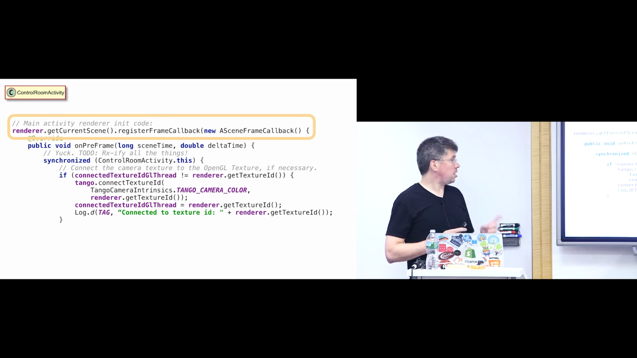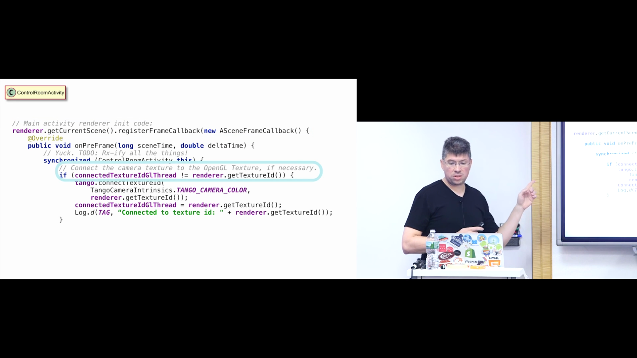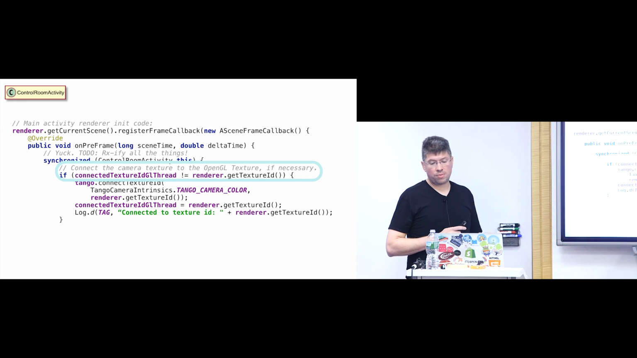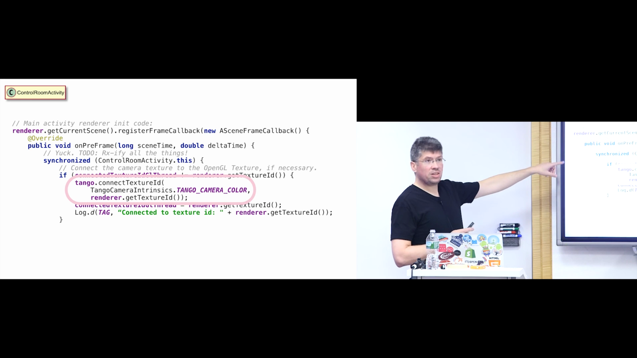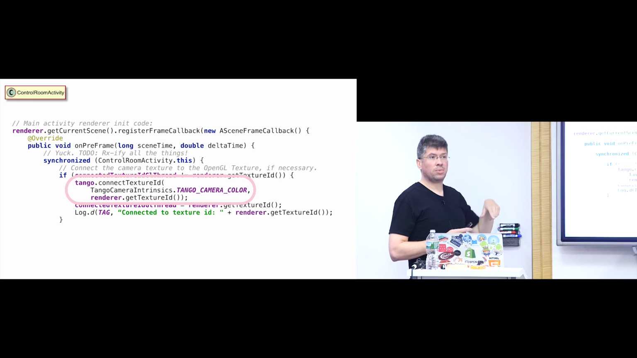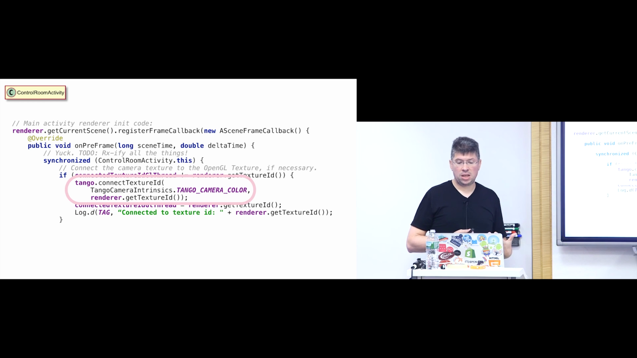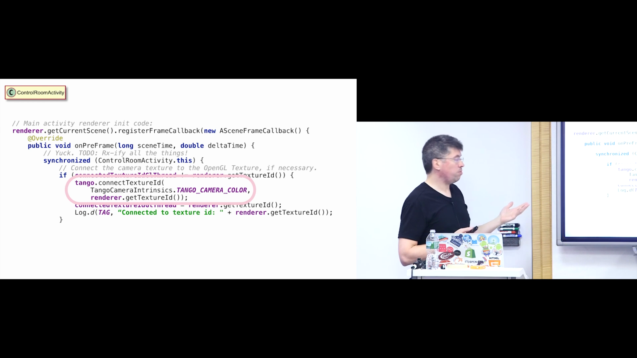So we only need to connect to a given texture once, right? That's what this check is about. You connect to that texture like this. So this is the one call. You're giving Tango the ID that we just talked about, that texture ID. And it's going to autofill that with video data.